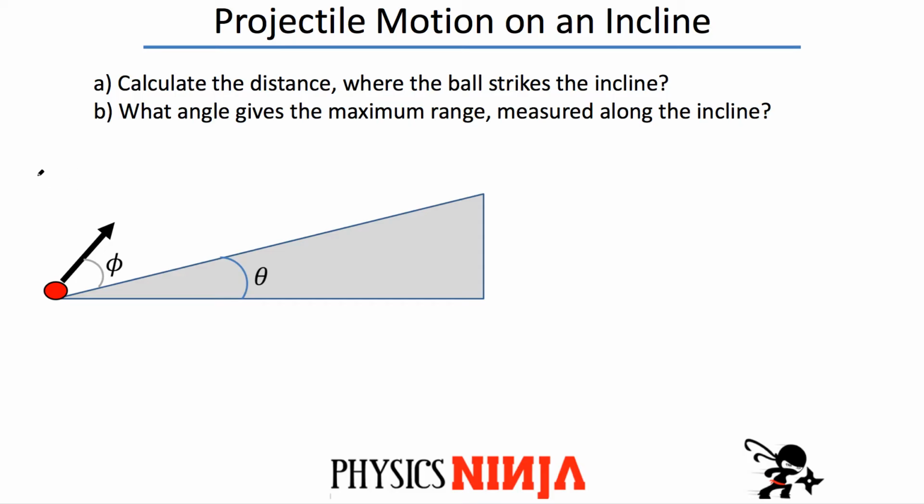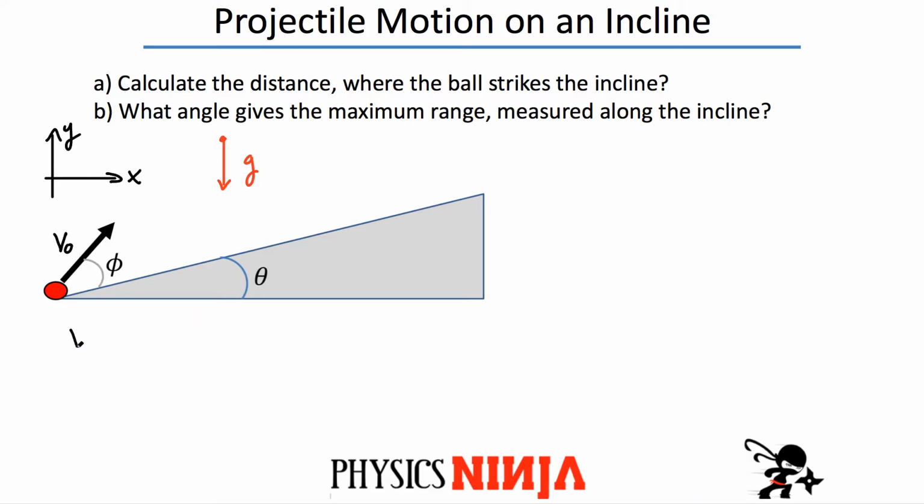Okay, so to set this up, we're just going to use our standard coordinate system. I'm going to call the x direction this one, and the y this one. Remember, the acceleration due to gravity is always straight down at every single point in its motion. We're going to have some initial velocity v0, directed at some angle phi with respect to the surface of the ramp, and the ramp makes an angle theta.